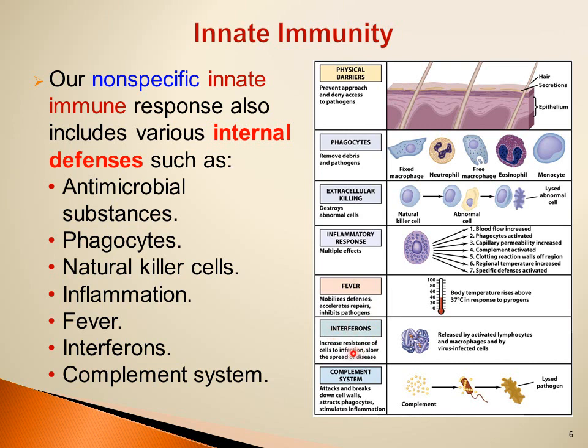Interferons are chemicals. They increase resistance of the cells to infection, and they slow the spread of the disease. They are released by activated lymphocytes and macrophages and by virus-infected cells. Also, we have the complement system that attacks and breaks down cell walls and attracts phagocytes, as well as stimulates inflammation. So complements are plasma proteins. They can attack the abnormal cells and cause their lysis.